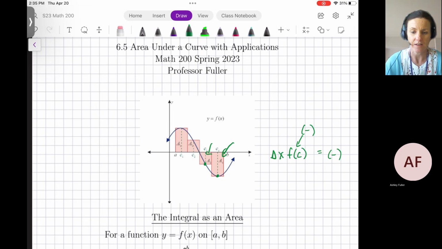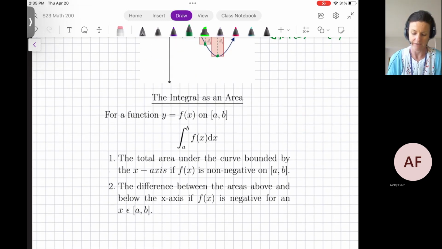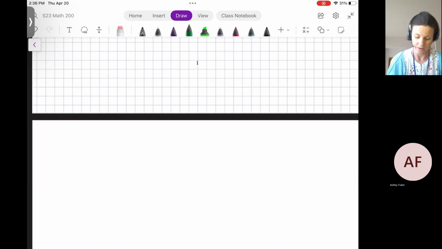So let's consider how this changes our idea of area in an integral. If the function is positive, in other words, it's non-negative on the interval AB, then the total area under the curve is the integral and is bounded by the x-axis. In contrast, if the function is negative for any x within that interval AB, then the integral actually represents the difference between the areas above and below.